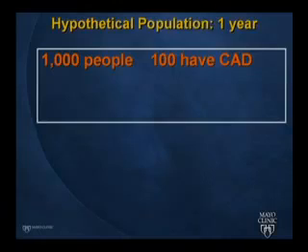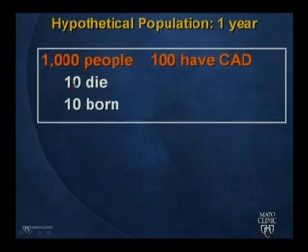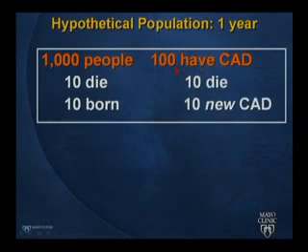And we're going to start with a hypothetical population that we observe over the course of 1 year. This town that we're observing has 1,000 people, and amongst those 1,000 people, 100 of them we're going to say have coronary artery disease, okay? Now, in that town, every year about 10 people die and 10 babies are born. So it's a fairly steady state population. And of these 100 patients with coronary artery disease, 10 of those die, and there are 10 new cases of coronary artery disease that are discovered every year. Either they present with chest pain, infarcts, or whatever.